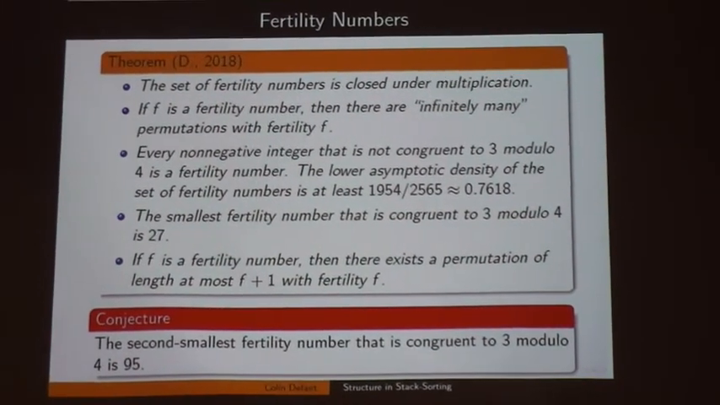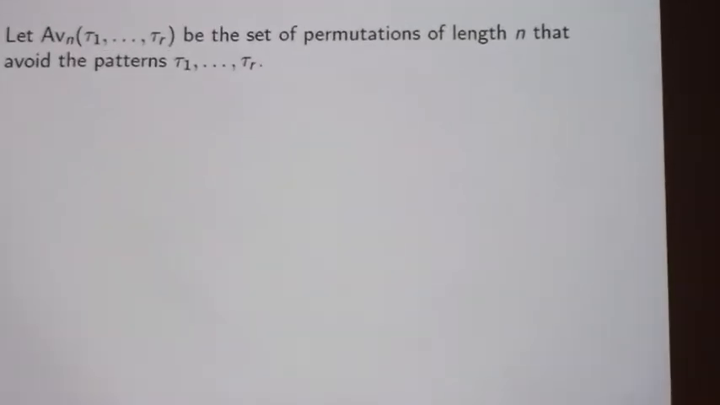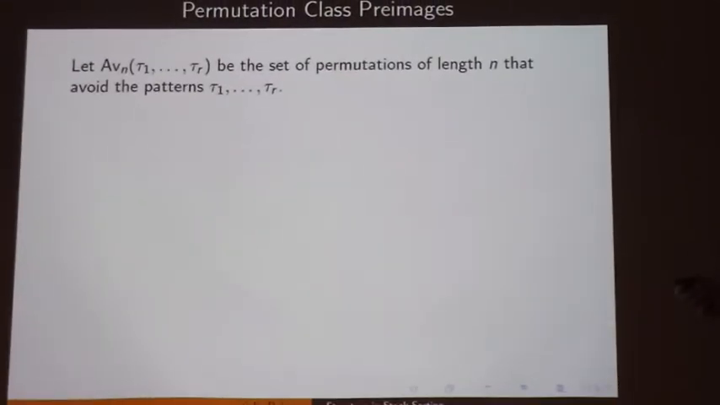Okay. Now, I want to go back to actually counting things. So I'm going to let AV sub n of tau 1 through tau r be the set of permutations of length n that avoid the patterns tau 1 through tau r. So remember we have this notion of pattern avoidance in permutations, and I'm going to let AV n of tau 1 through tau r just be the set of permutations of length n that avoid all of these patterns.